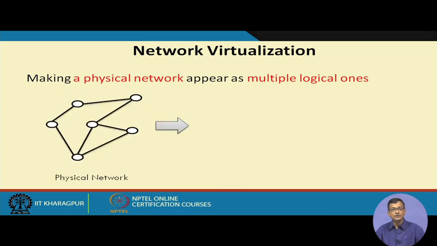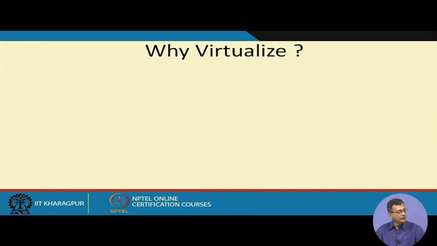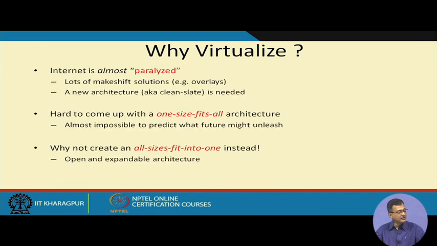Suppose I have a network like this, then I can emulate a virtual network like this, or I can emulate a virtualized network like this, right. So this is my base network. I can have two types of virtual network over and above it. So I emulate a virtual network.